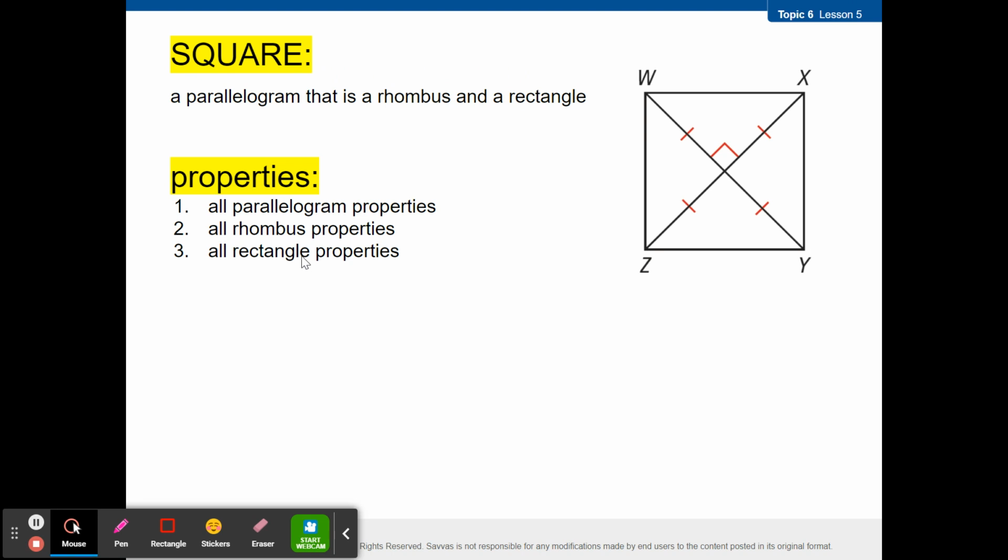Think of it as the baby. Parallelograms, the grandmother, gave birth to a rhombus. Rhombus met rectangle. They had a baby called square. It has all that genetic material.